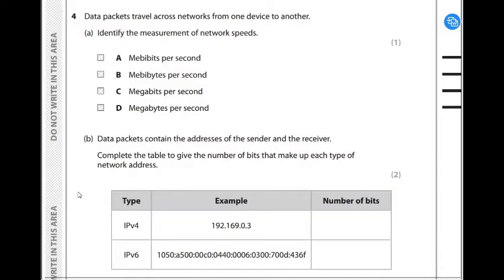So we've got to think, data packets are traveling across the network from one device to another. So we know megabits isn't correct. That's a measure of storage capacity. Megabytes, it's not, because that's also a measure of storage capacity. D is going to be incorrect, because transmission speeds are measured only in bits per second, not bytes per second. So the correct answer is going to be megabits per second.